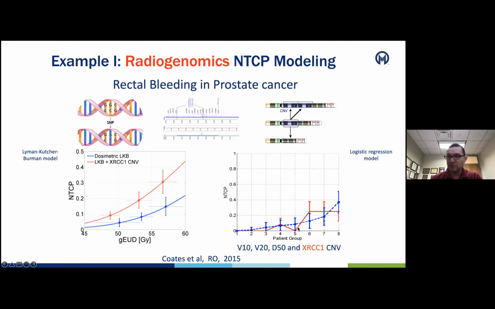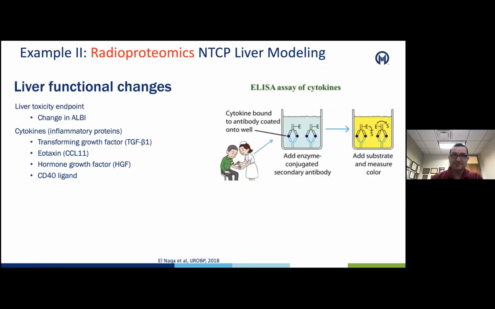And from the regression model, you can see the fit for the data is actually better compared to using the symmetric type techniques, although the dissymmetric techniques are also still important in the modeling, but the copy number variation, which is the XRCC1 here, would actually add significant sensitivity to the model, improving its performance.